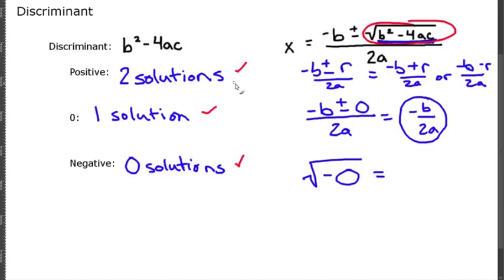However, if the discriminant is positive, you're going to have to do out the entire quadratic formula because you're going to get 2 solutions. Negative b plus the positive square root of your discriminant, or a negative b minus the square root of your discriminant. And that's all over 2a.